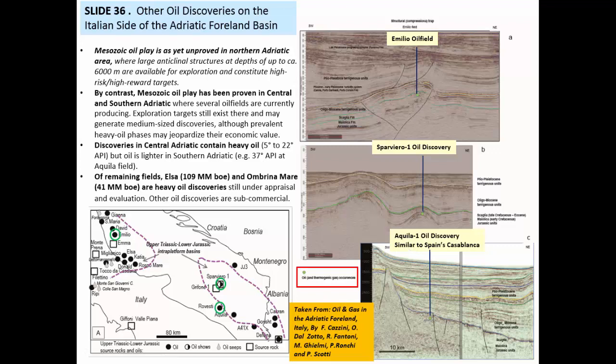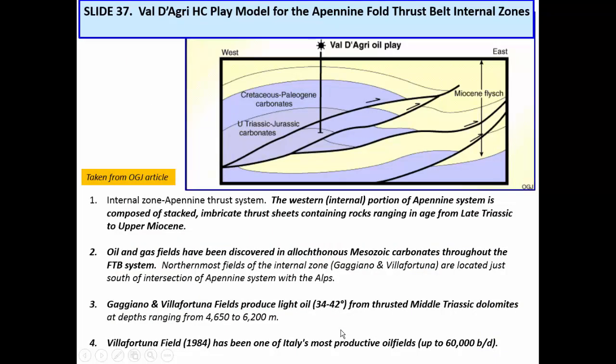So this cross-section's here, this cross-section is here, this cross-section is here. Gives you an idea on the western side of the Adriatic, kind of what's going on in the carbonates. Now, you go to central Italy, more central Italy, and you get this happen. These are big fields in here. Cretaceous, Paleogene carbonates, and Upper Triassic, Jurassic carbonates interspersed with Miocene flysch. And you got imbricated thrust sheets containing rocks ranging in age from Triassic to Miocene. And they've been discovered in this full thrust belt.